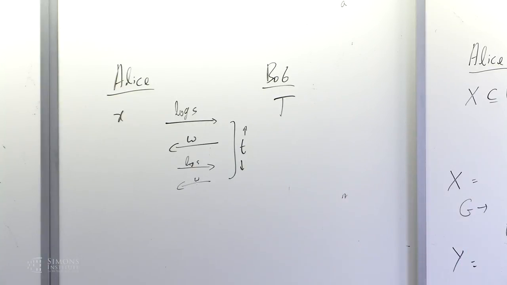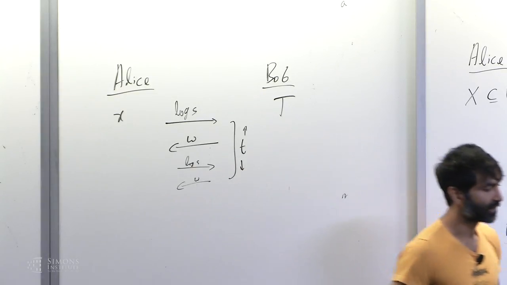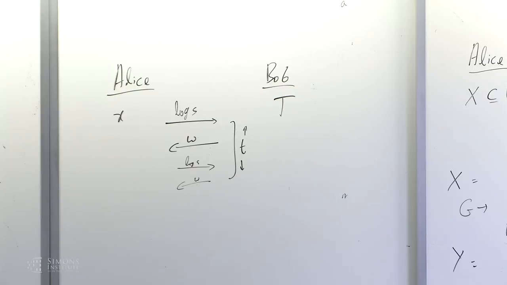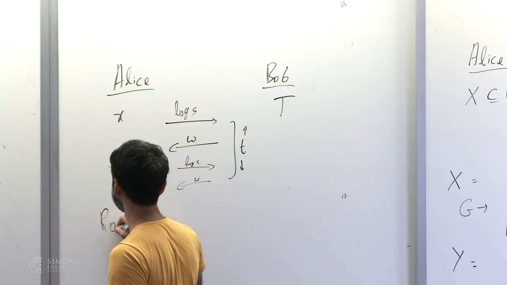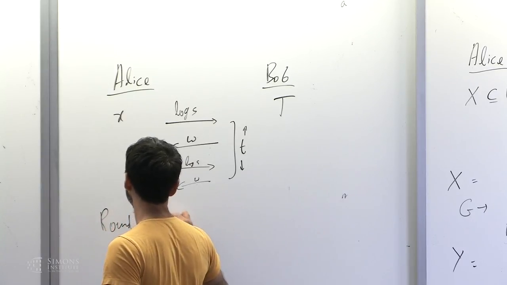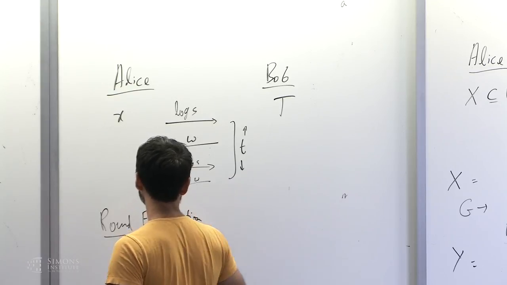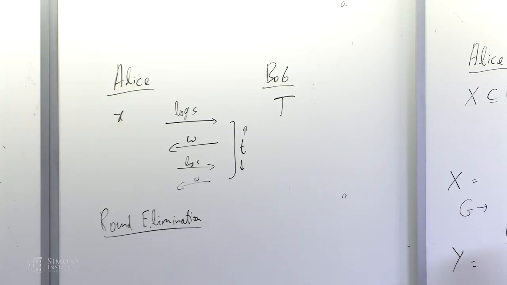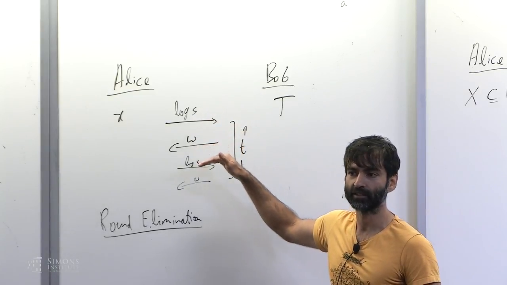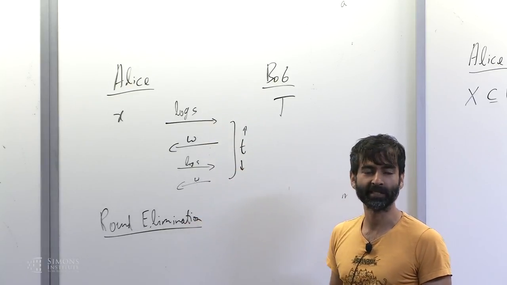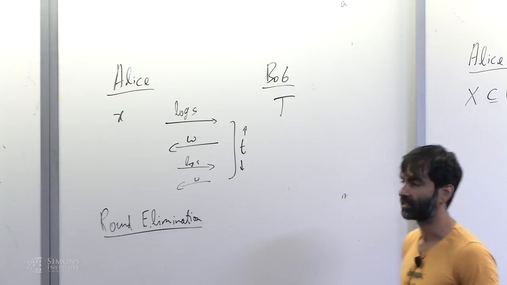So this will probably be the last topic that I'll talk about. I just want to give intuition for how you prove this lower bound. The proof is inductive. It uses what's called round elimination in the literature. Let me just show you a key step. The proof works by induction on the number of rounds of communication. If there are zero rounds of communication, if no messages are being sent, the whole thing is trivial, there's no way to compute this thing.